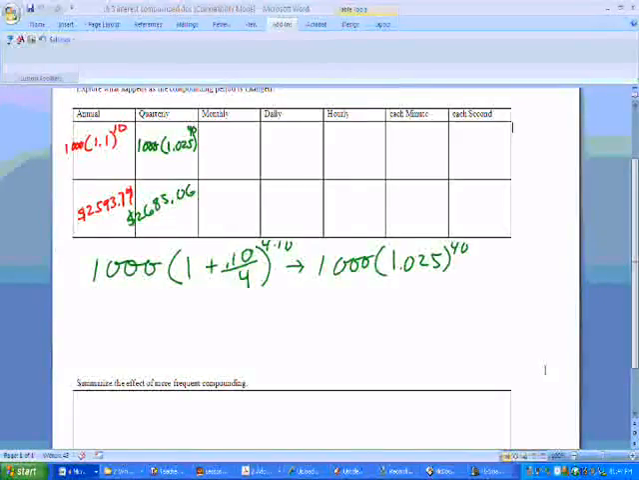So the next question to be asking is, what happens if we compound it every month? 12 instead of 4. Right, and up here, instead of 4 times 10, it's going to be 12 times 10.